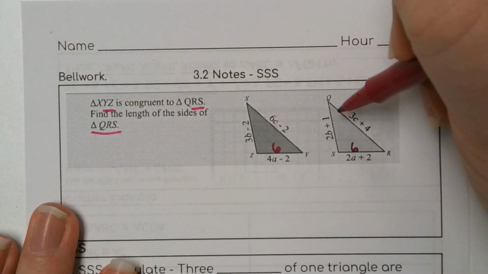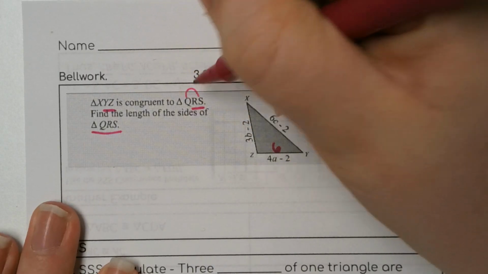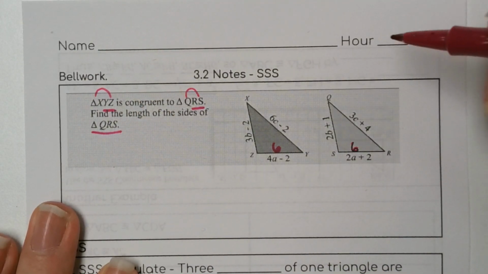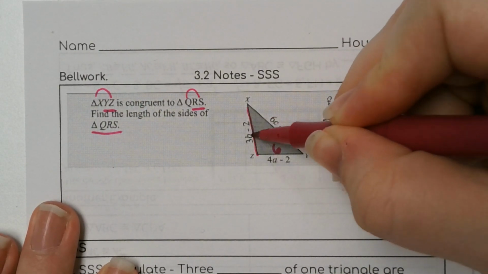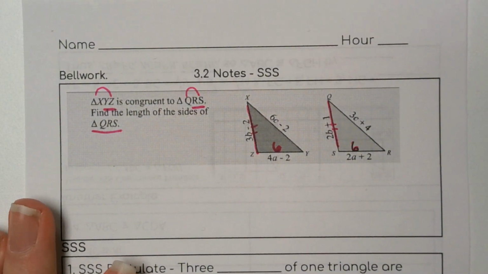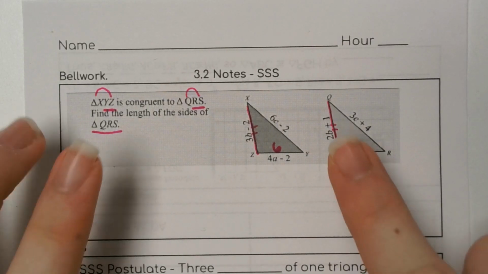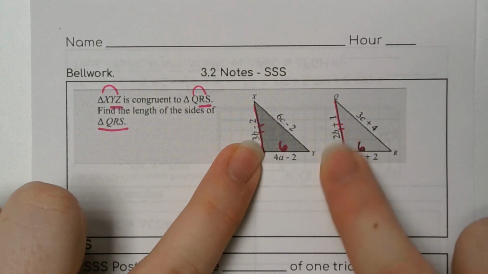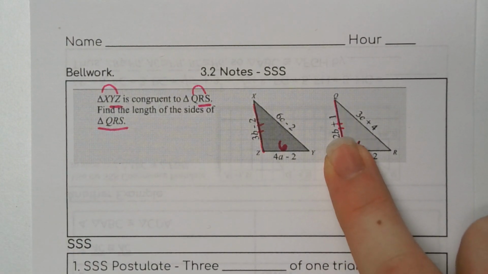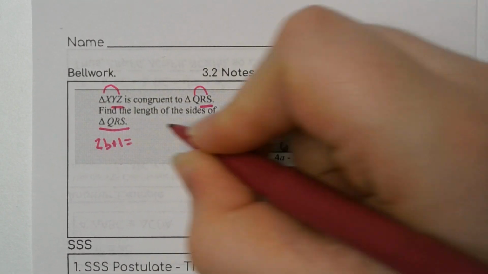So then we want to find QS. QS are the first and last. That's the same as XZ. So these two are congruent to each other. Congruent also means equal. So when we have a variable, we set them equal to each other to find the length. So we'll do 2b plus 1 equals 3b minus 2.